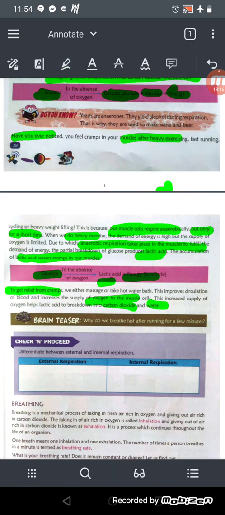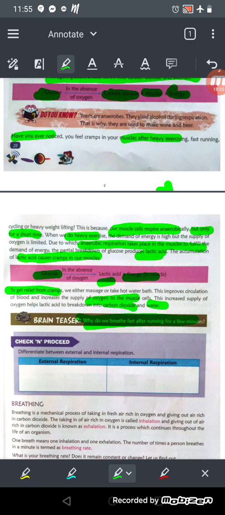Okay, so here is another thing, a brain teaser question: why do we breathe fast after running for a few minutes? Think about it and answer me. Why? Because we need more and more energy, so we need more oxygen.